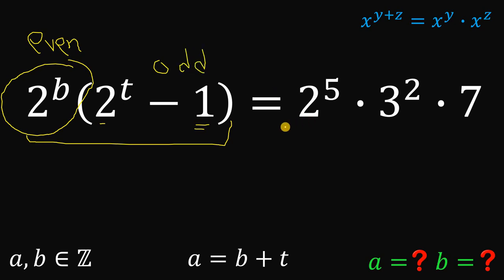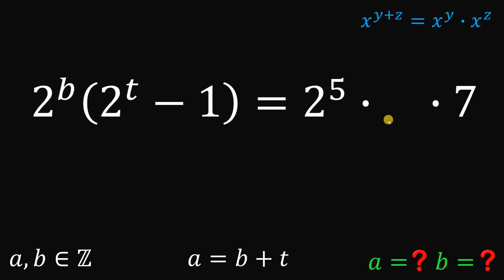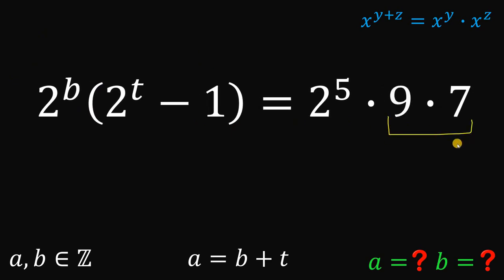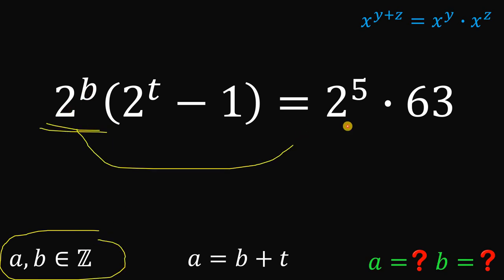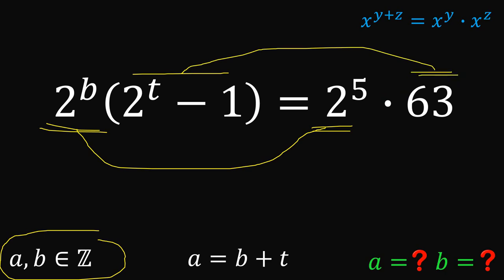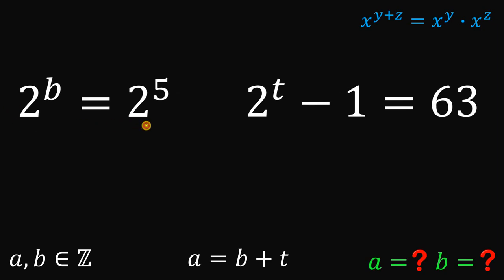Now, notice on the right-hand side, 2 raised to the power of 5 must always be an even number. But 3 squared, or simply 9, times 7 is equal to 63, which is an odd number. So, since we're dealing with integer values of a and b, we can say that 2 raised to the power of b must be equal to 2 raised to the power of 5, and 2 raised to the power of t minus 1 must be equal to 63. So, we can rewrite this as follows. We have 2 raised to the power of b equals 2 raised to the power of 5. And another equation, we have 2 raised to t minus 1 equals 63.